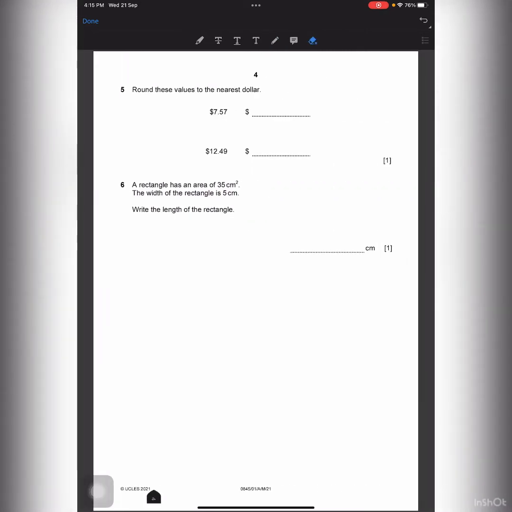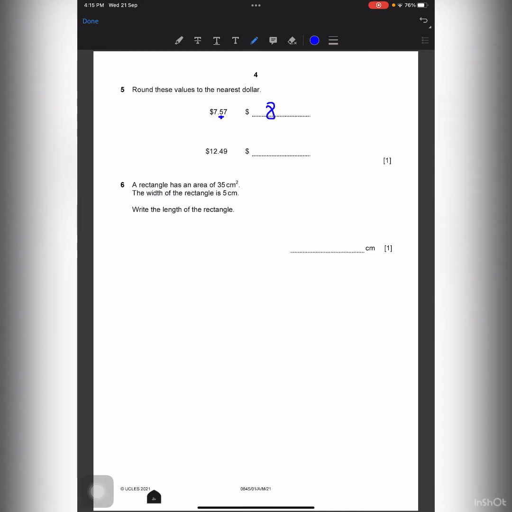Next, round these values to the nearest dollar. Okay, so in order to round this off, as you can see, we'll have to check this right here, 5. So 5 is greater, so it's 5. If it's 4 or less than 4, like any number like 3, 2, 1, then it will round down. But if it's 5 or if it's greater than 5, it will round up. So this will become $8.